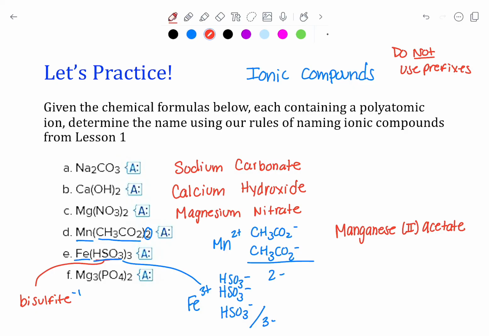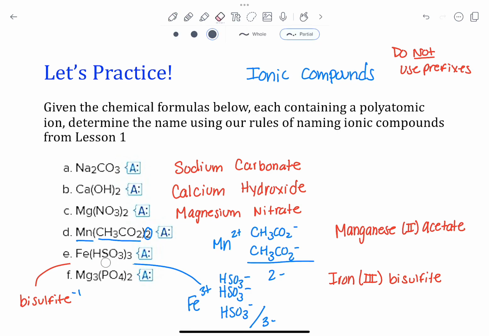So our name would be iron 3 to show that it has a 3+ charge, bisulfite. We could also determine this from the reverse crisscross method. So we could take the 3 and say that it came from the iron.